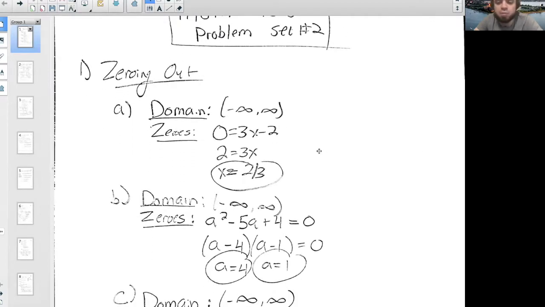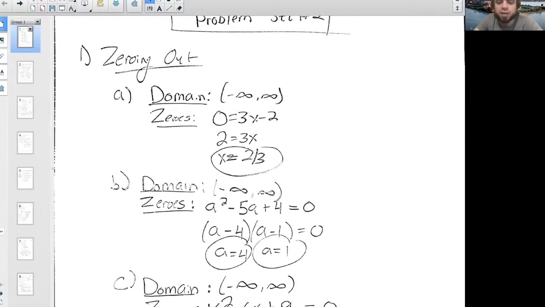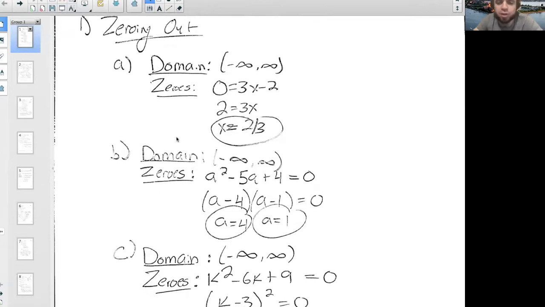So the first problem here was about zeroing out, and in this case, what you needed to do is find the domain and the zeros, okay? With the domain, remember that you generally start by assuming it's everything, okay? So what you're looking for is clear, incontrovertible evidence that it is not everything. So things to look out for, again, denominators of 0 and square roots of negatives.